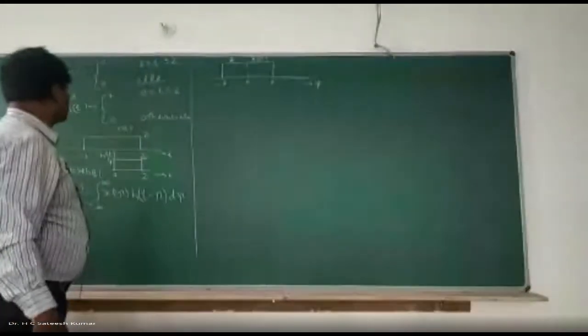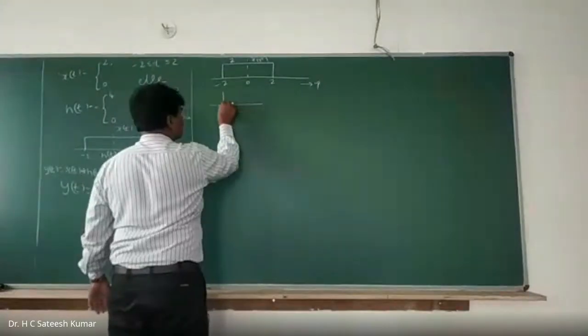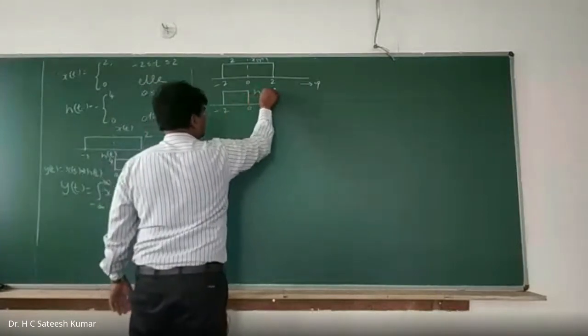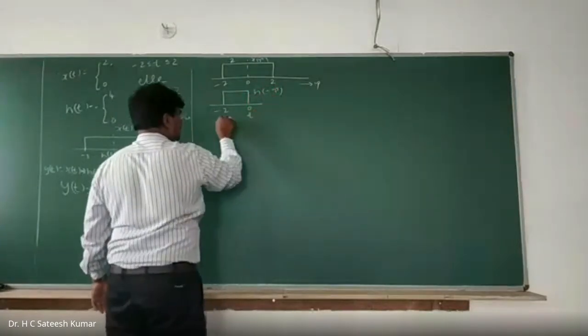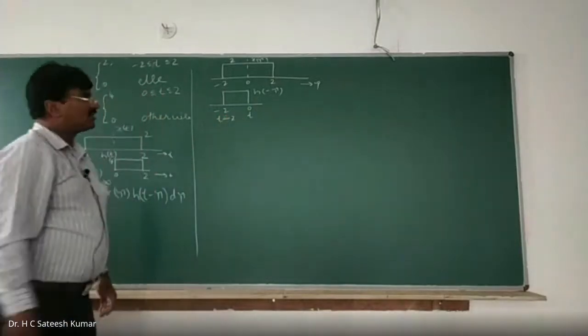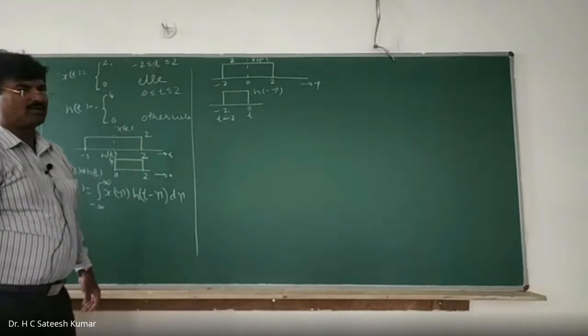H of minus tau. H of minus tau means what? Fold it. This is your h of minus tau. This is t, this is t minus 2. Okay, right. How many cases can you expect? Because of finite unequal widths, 5 cases you can expect.